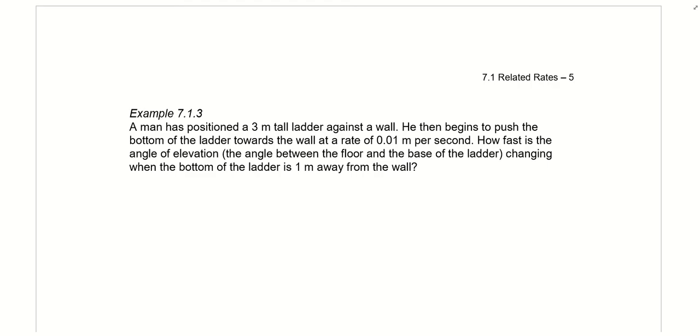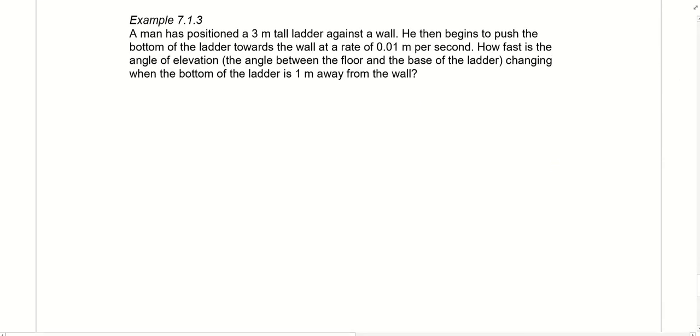So in this example, a man has positioned a 3-meter tall ladder against a wall. He then begins to push the bottom of the ladder towards the wall at a rate of 0.01 meters per second. We want to figure out how fast the angle of elevation is changing when the bottom of the ladder is 1 meter away from the wall. So lots of stuff going on in this one.